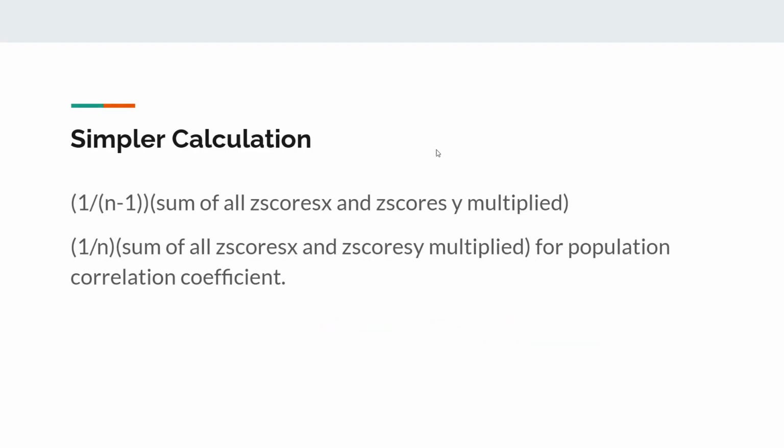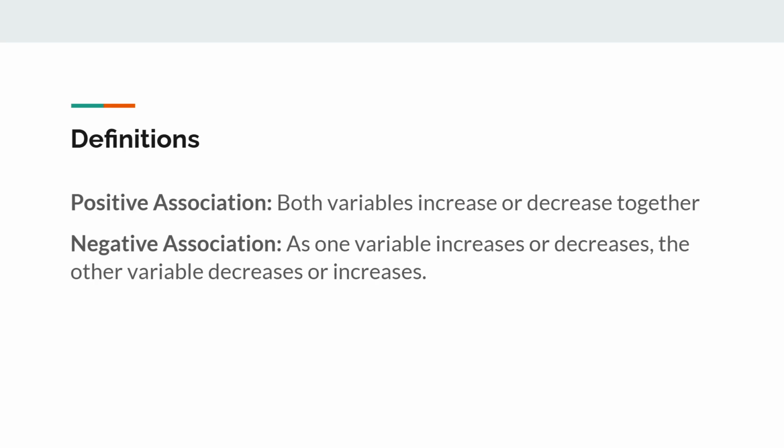Here's a simpler formulation: 1 over the number of data groups minus 1, times the sum of all z scores and y scores multiplied. And here's the same thing, except you don't subtract by 1 here because you have everything to use in the population.